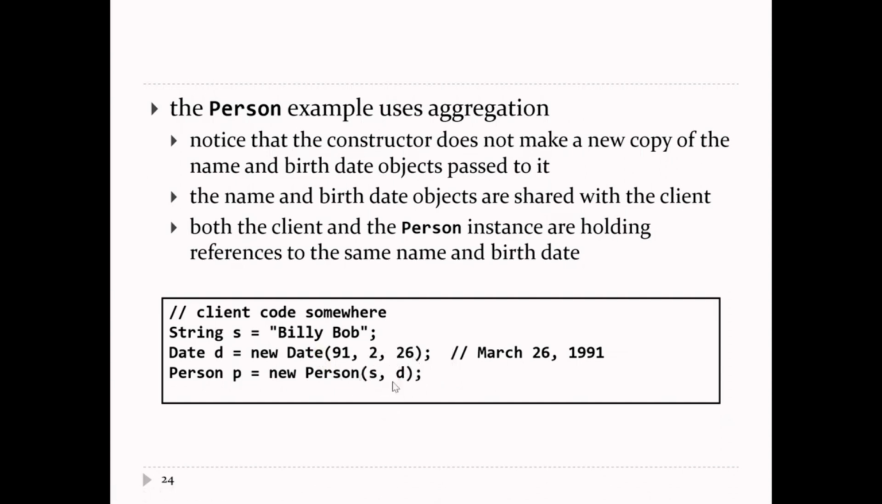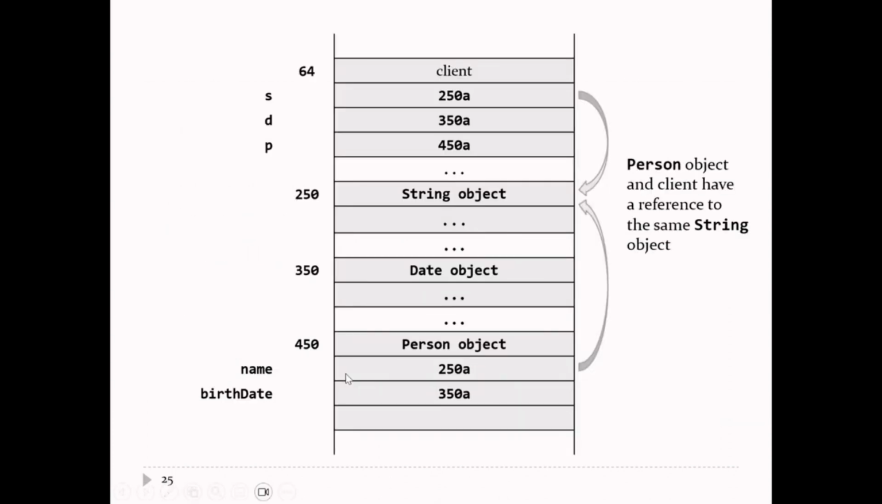If someone makes a person object using that string and that date, this is the following picture in memory. So the caller has a string and a date object. That string is just that string object there. That date object is just that date object there. The person object has a field called name, but that field just points to that string object there. So the caller has a reference to that string object. The person object has a reference to that string object.